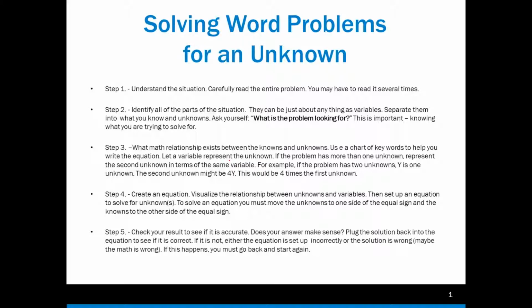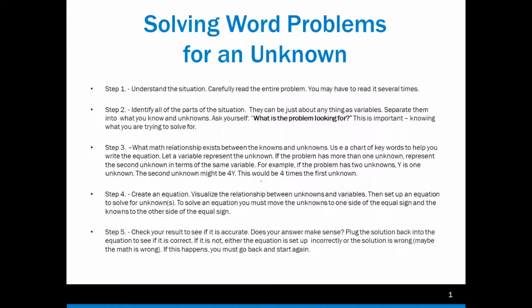And if the problem has more than one unknown, you want to represent the second unknown in terms of the same variable as the first unknown. For example, if the problem has two unknowns, we would assign y as one of the unknowns, and the second unknown might be 4y. Now, this would be 4 times the first unknown, 4 times y.